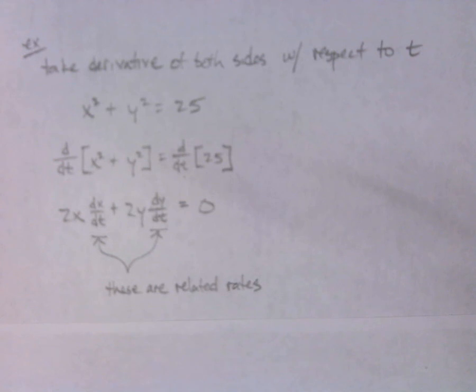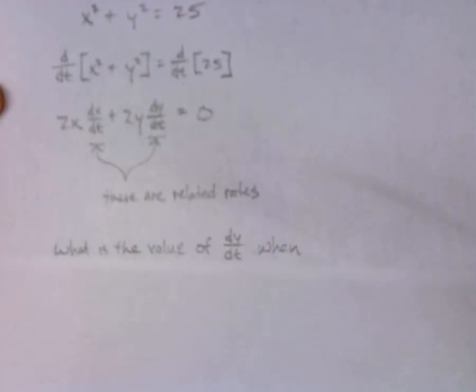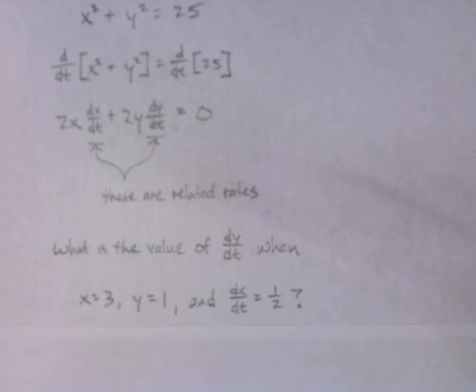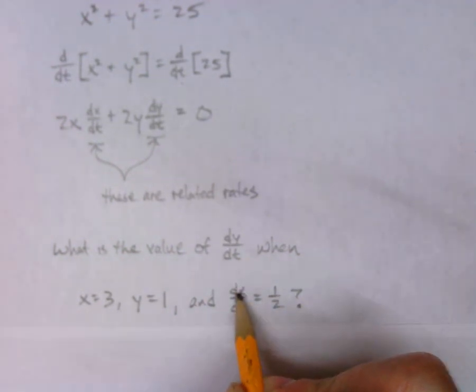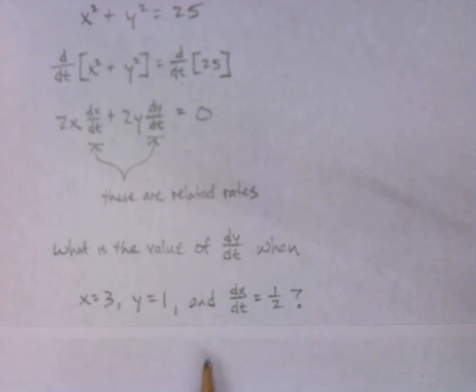Now, let me take this a step further, because the word problems that we're going to do, we're going to have to find a derivative of this nature, but then we're going to have to go a little bit further. What if I asked, based on this statement right there, what is the value of dy over dt when x equals 3, y equals 1, and dx over dt equals a half? I'm just making up some numbers just so we can see how this will play out.